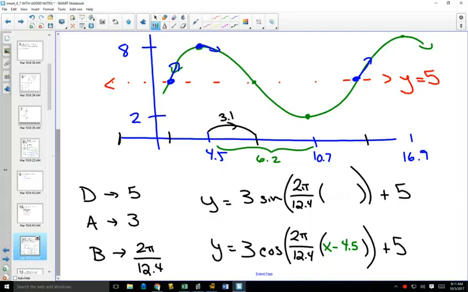3.1. How did you figure out that? So you knew that this was 6.2, and if you cut that in half, one of those sections would be 3.1. So if I went back 3.1 from 4.5, I would end at 1.4. Or if I went up 3.1 from 10.7, I would get to 13.8. So when I go to write, what is going to be the value that I shift? I could use either one of those, so I can go x minus, I'll use the 1.4, but you could also go x minus 13.8. Both of those will work.